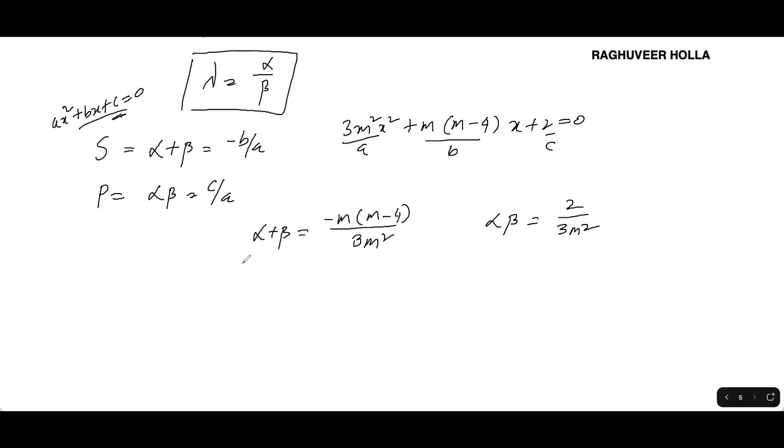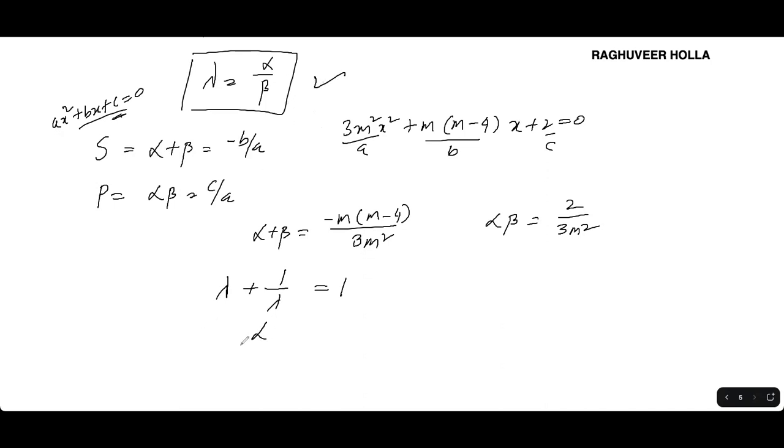We are given that lambda plus 1 by lambda is equal to 1. We already know what lambda is, which is the ratio of the roots of the quadratic equation, alpha by beta.